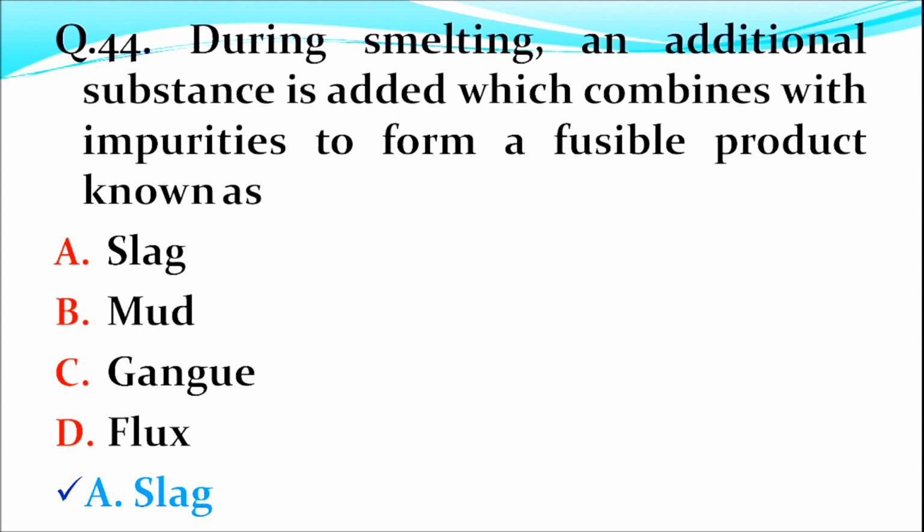During smelting, an additional substance is added which combines with impurities to form a fusible product known as option A slag, option B mud, option C gangue, option D flux. Correct answer is option A slag. That means slag is added as an additional substance during smelting.